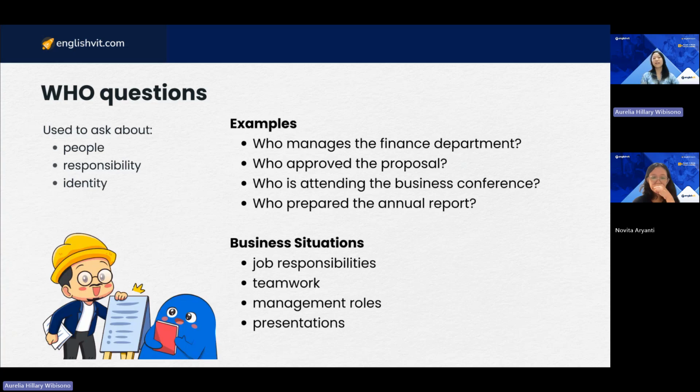Who questions. Now, who questions are used to ask about people, responsibility, identity. For business situations: job responsibilities, teamwork, management roles, and presentations. Who manages the finance department?